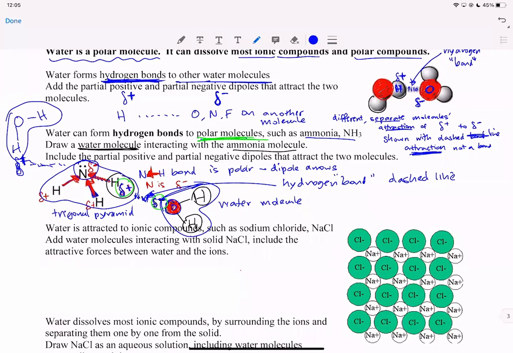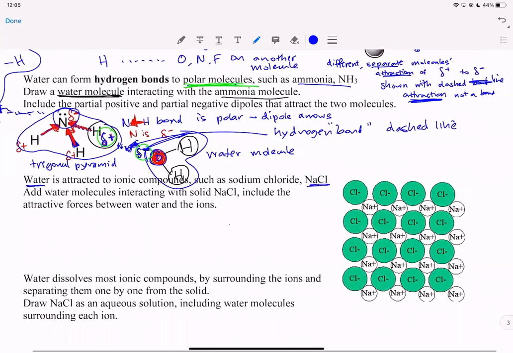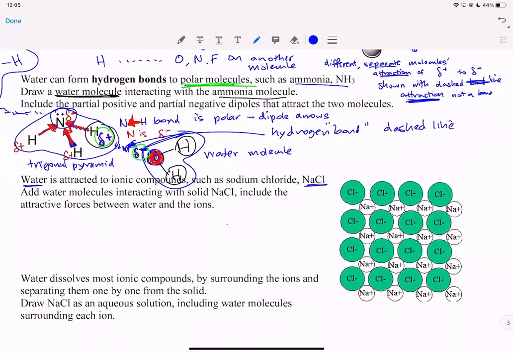Okay, so you can have hydrogen bonding with different water molecules. You have to use different water molecules when you're attracting the partial positive or partial negatives within that one ammonia molecule. Got that? Okay, so let's take a look at this water. Water molecules can also be attracted to ionic compounds, and this is an example of sodium chloride. So over here, you've got the sodium ions and the chlorine ions. Sodium is a full positive, and chlorine is a full negative.